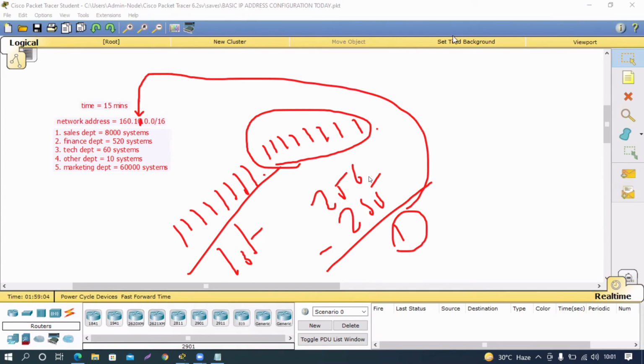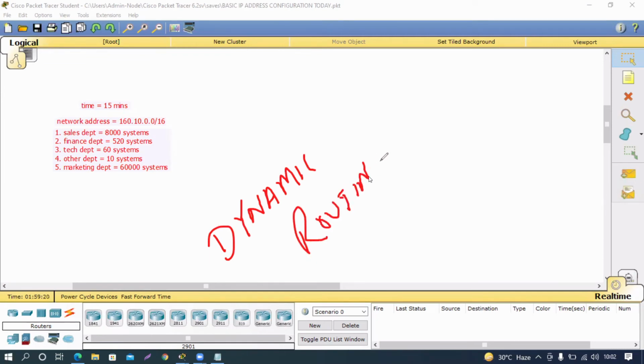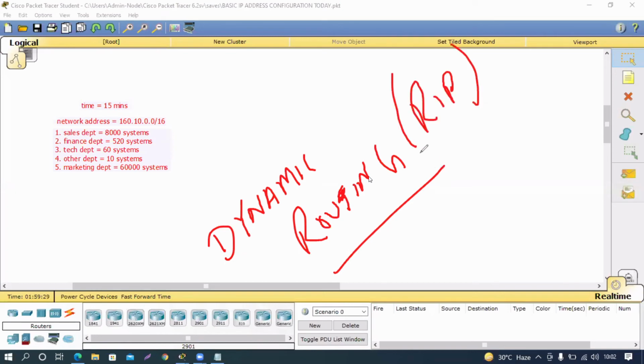Okay, anyways, in the next session we'll be discussing dynamic routing, everyone. Today, you have got to know about static routing. In the next session, we'll discuss dynamic routing, specifically the RIP protocol, Routing Information Protocol. This is coming next.